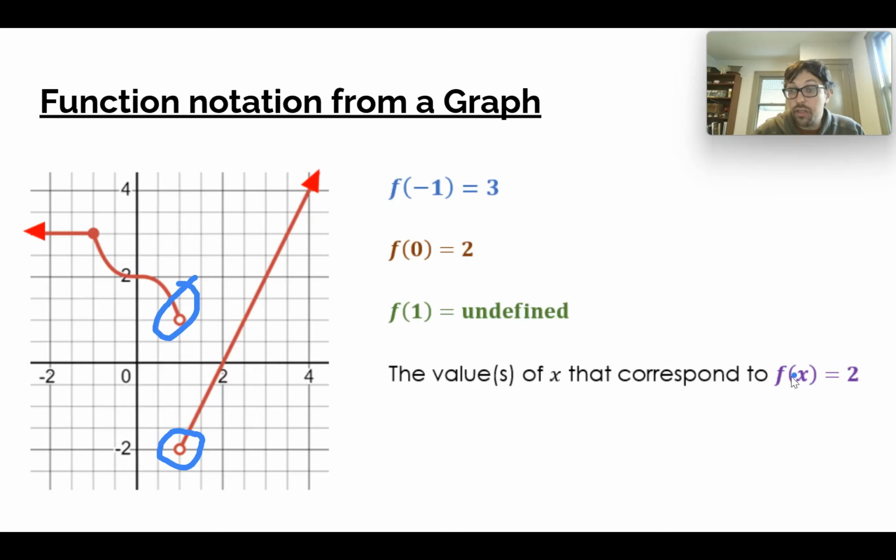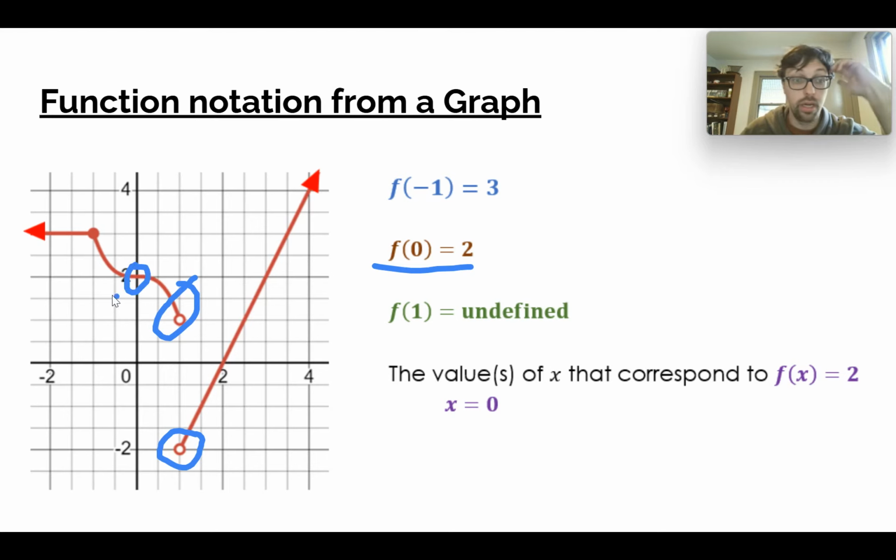If we see a question that looks like this, where it's the values of x that correspond to f of x equaling 2, that's asking, hey, what x values can you put in that we get out a 2? Well, we already got one. F of 0 was 2. So the answer to this question starts with x being 0, because if we put a 0 in there, we get that y value of 2.